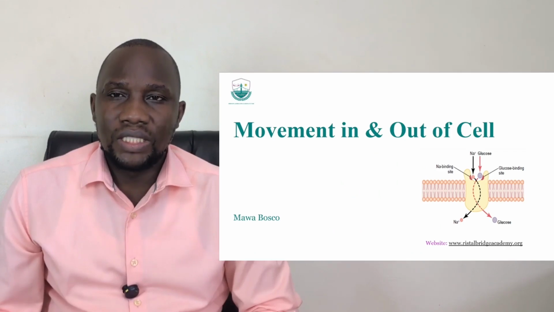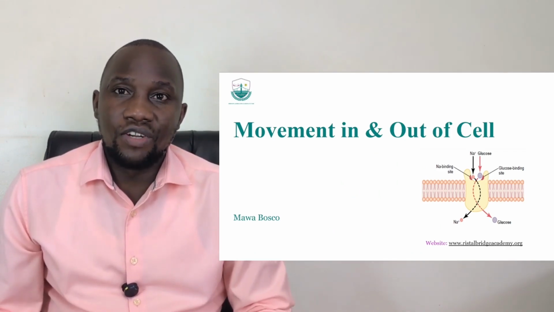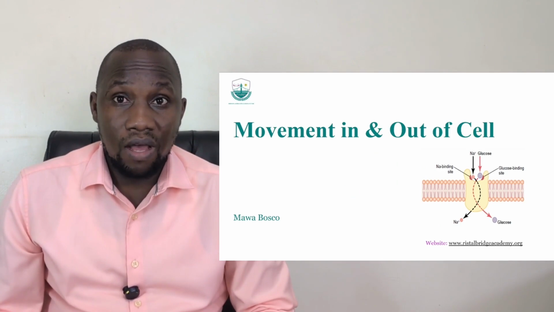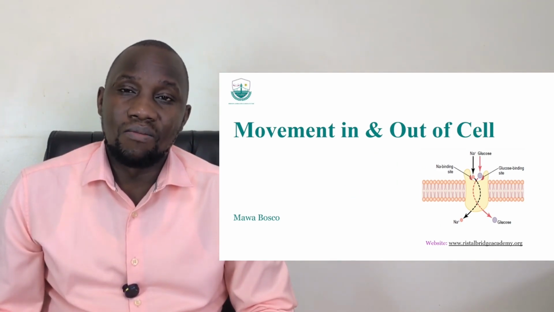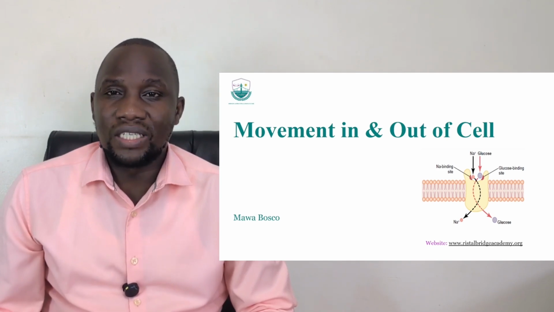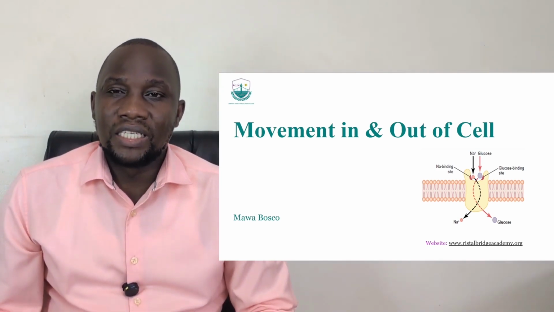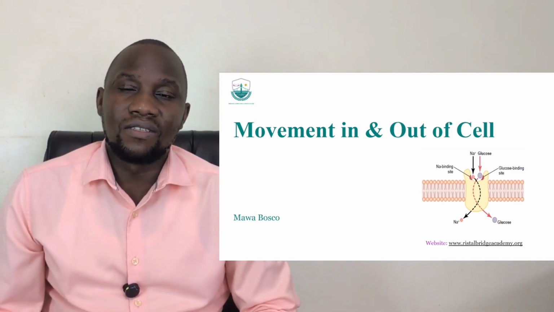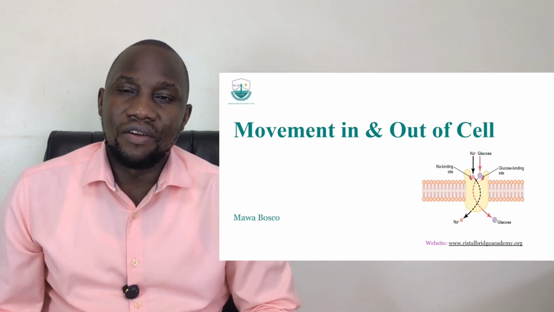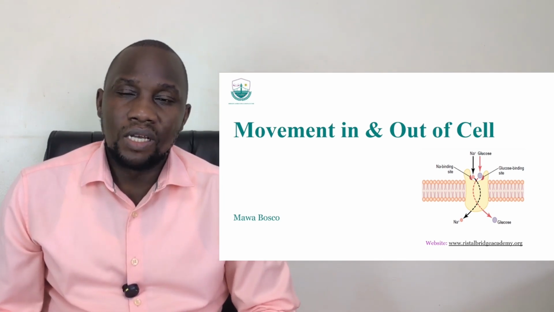So we have already noted that we have different mechanisms through which cells get what they want and get rid of what they don't want. That means we have looked so far at the processes through which cells get what they want and remove what they don't want. So that is an issue to do with movement in and out.